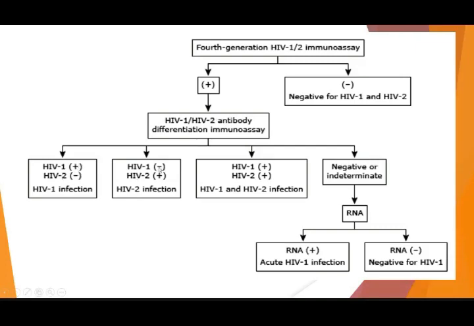Either one of them positive or negative will result in the diagnosis of HIV infection 1 or HIV infection 2. If both of them are positive, the patient is infected with both HIV 1 and HIV 2. Most of these patients will have rapid progression of the disease if they get both viruses, especially in multiple partner patients. Negative tests by the fourth generation immunoassay will exclude the infection. This is regarding the immunoassay.